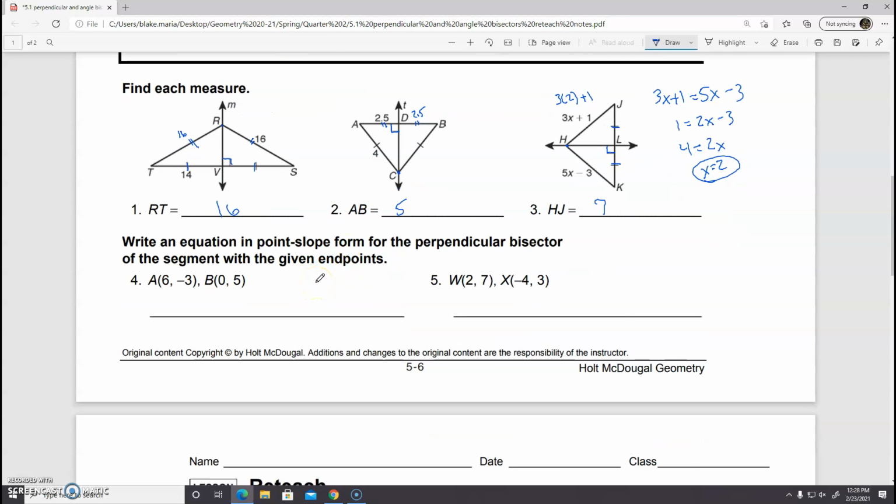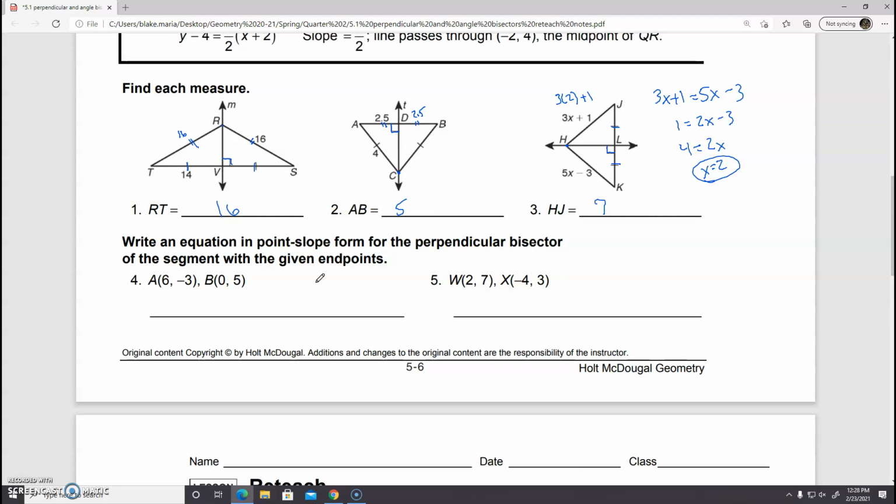Now when you move on to 4 and 5, it says write an equation in point-slope form for the perpendicular bisector of a segment with the given endpoints. So what on earth do I do here? I know I have 2 endpoints, which you can graph them if you want, A and B. And I want the equation of a line that's going to be perpendicular and bisect. So perpendicular, remember we talk about slope.